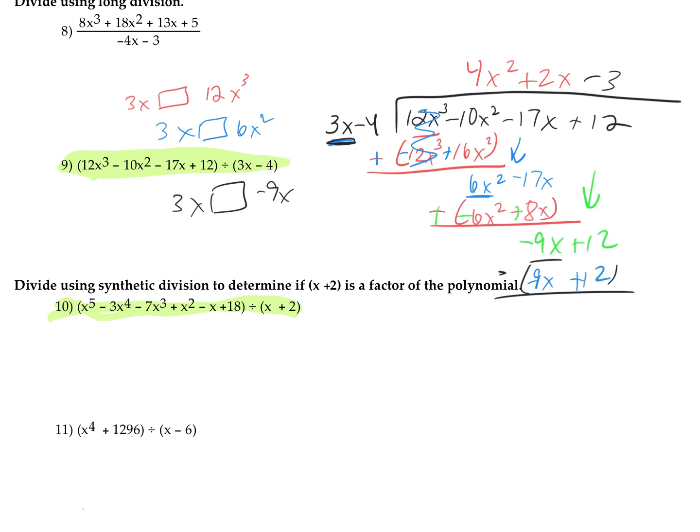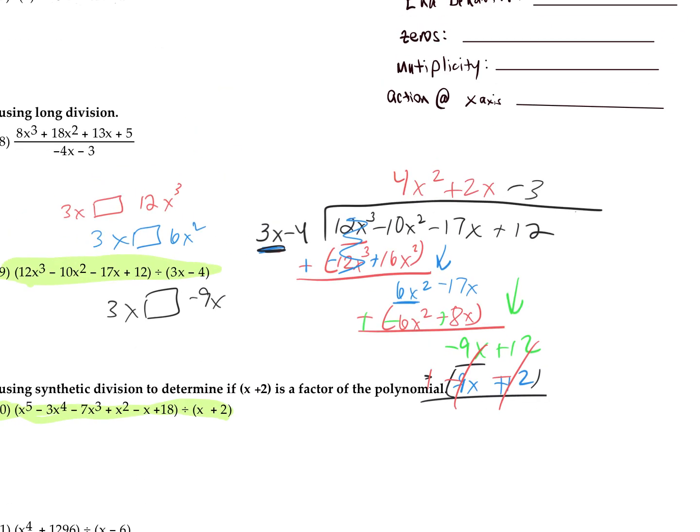So before I subtract, I have to distribute. What happens with 12 and negative 12? Cancel. What happens with negative 9 and positive 9? Cancel. So your answer is just this. That's all I need. If I had a remainder, what would I put it over? 3x minus 4.